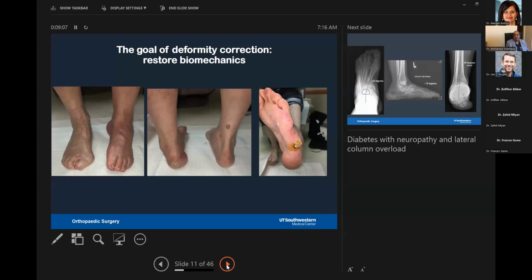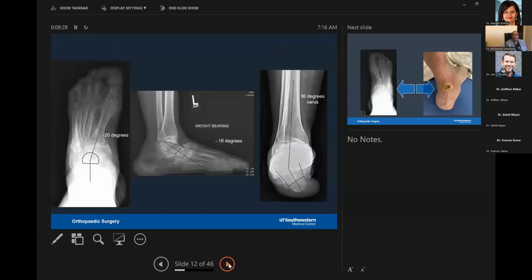They're even bearing weight on the back of their heel, not even on the bottom of their foot. And that results in this lateral column overload and this ulceration that you see on the right. Now, again, you can brace this, and this patient was braced for a long time, but the recurrence rate is going to be so high in this particular patient.